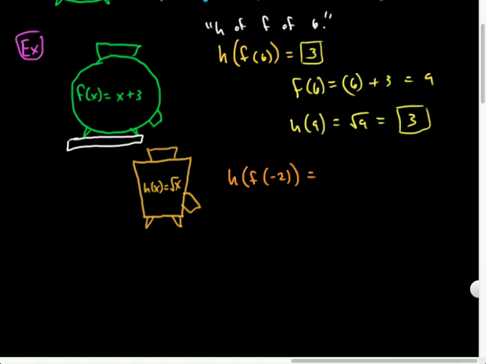So let's calculate what f of negative 2 is. That's going to be 1. And what's h of 1? 1. So I plug in a negative 2, out pops a 1, and it falls immediately into the square root machine. Square root of 1 is also 1.